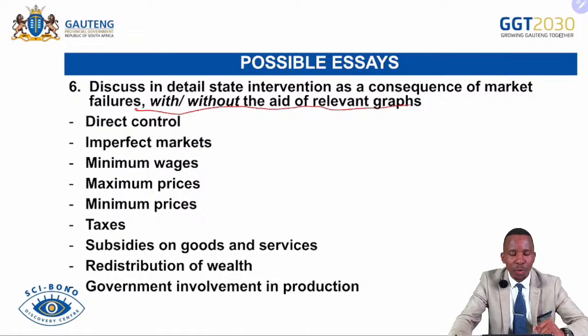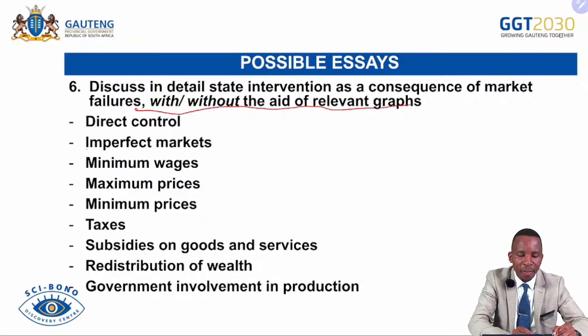So in this case, we talk about the direct control, whereby the government intervened directly in the economy to set some rules and regulations as well as some laws in order to ensure that maybe within the economy, some of the things are happening and some are not happening. That's when the government intervened to regulate some conditions in the economy.